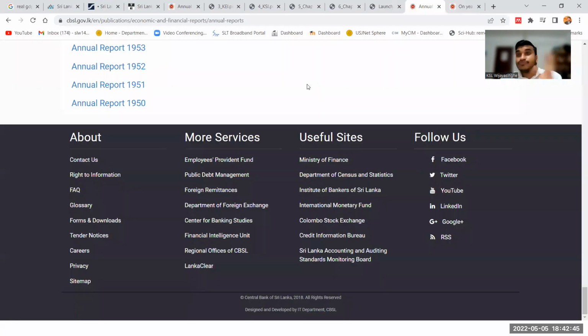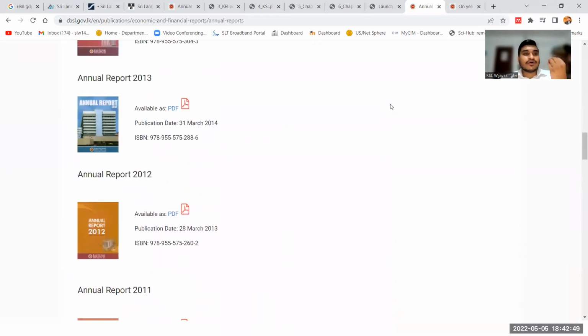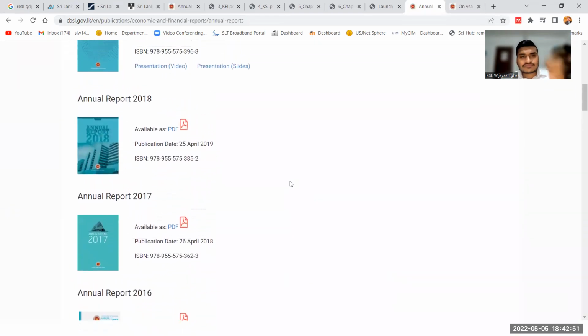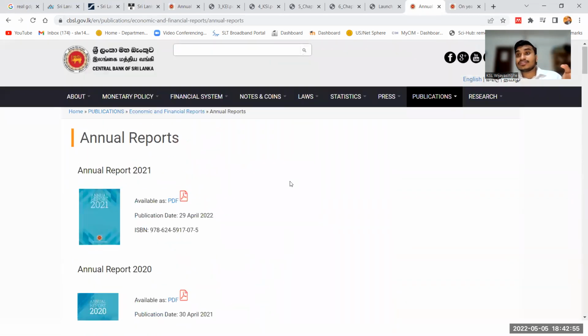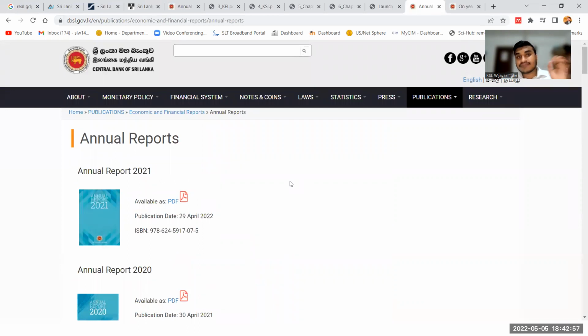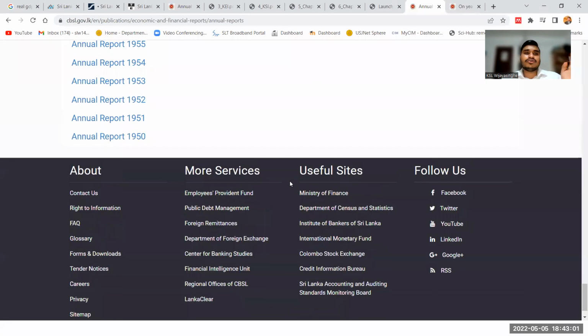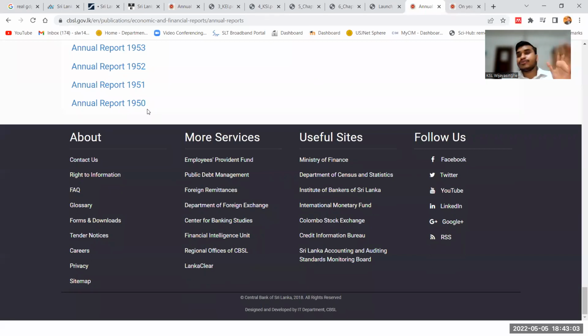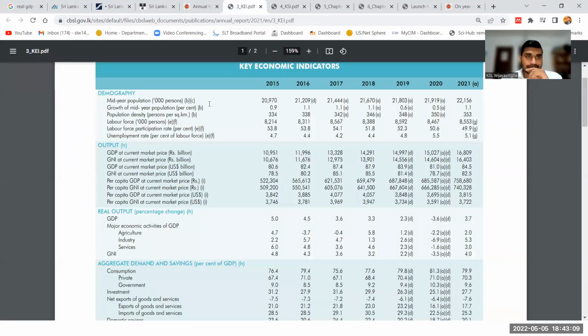So please do visit the annual report and the central bank. From the day the Central Bank of Sri Lanka was instated, from that very day, you can reach any of the annual reports. The first annual report is from 1950. This one I will keep to discuss later on.